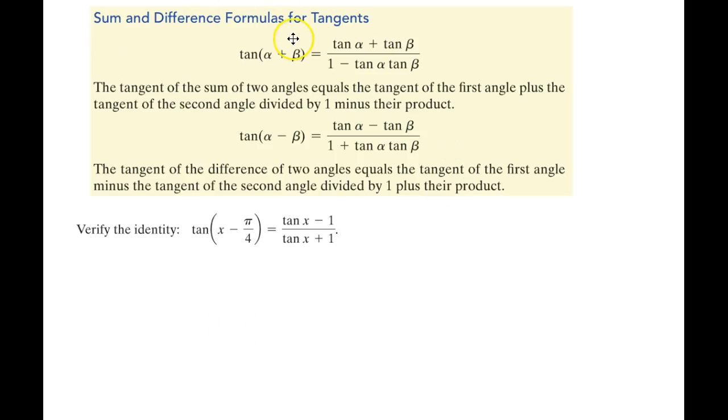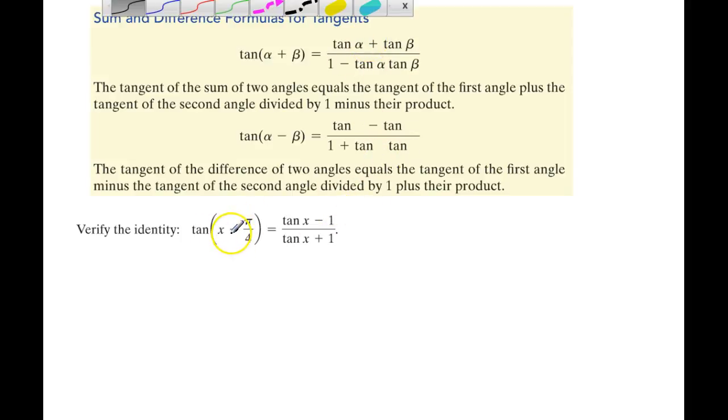All right, and then the sum and difference formulas for tangents. I'm not going to derive these for you, but you could derive them easily. We're just plugging alpha and beta, whatever these two things are, into these formulas. So we could find the tangent of 15 degrees, we could find the tangent of 75 degrees, 7 pi over 12 again, just by plugging into these formulas.